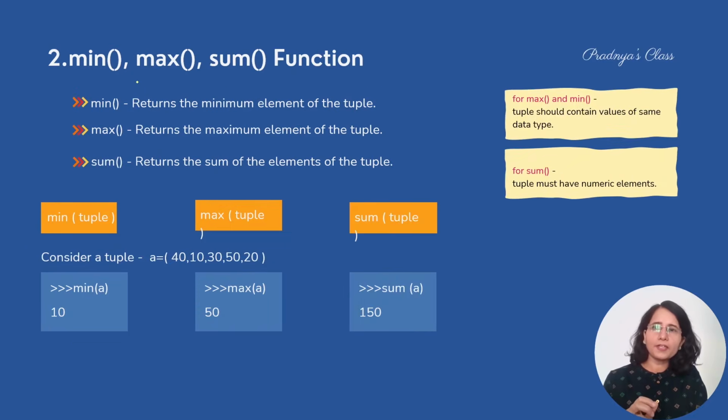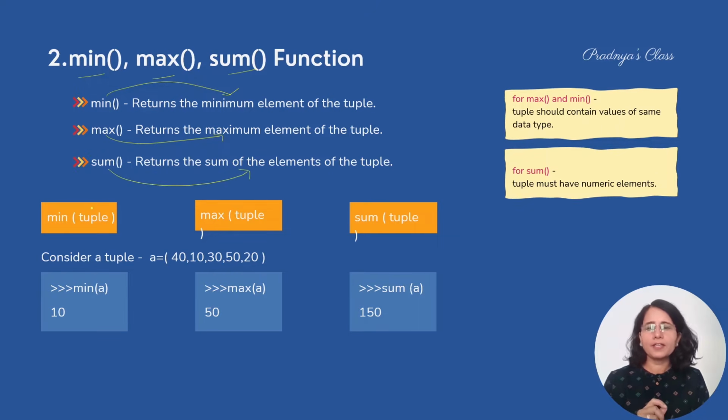The second category of functions which we can apply on tuple is min, max and sum. You know, the min function returns the minimum element, the max function returns the maximum element, and sum calculates the sum of the elements. We have to mention the tuple inside this function, and for max also it is the same, and sum also it will work in the same manner.